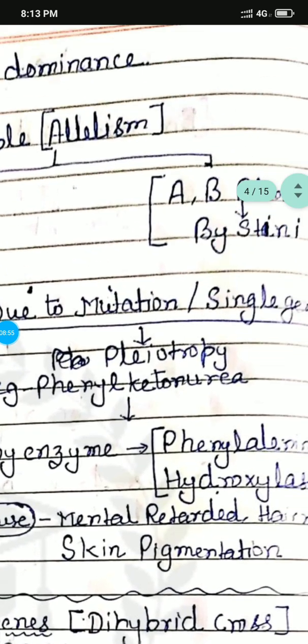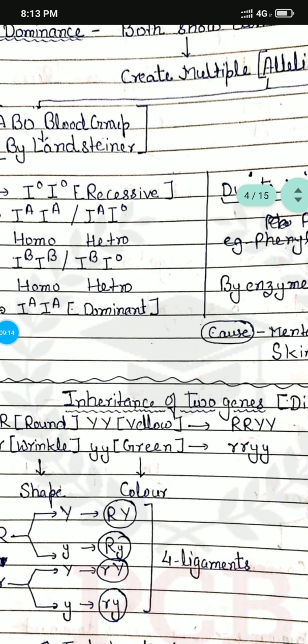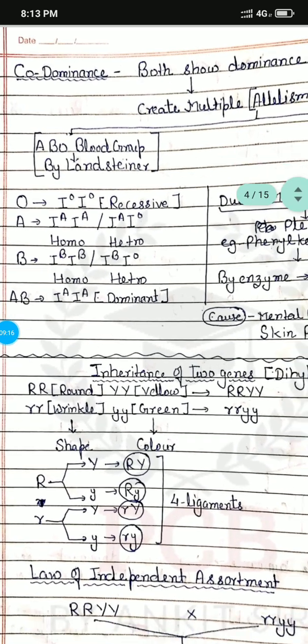The next one is due to some type of mutation, a single gene pleiotropy. The example is phenylketonuria, because the enzyme phenylalanine hydroxylase is not going to be formed there, so it causes mental retardation. I will tell you in further detail. So go for the next one.